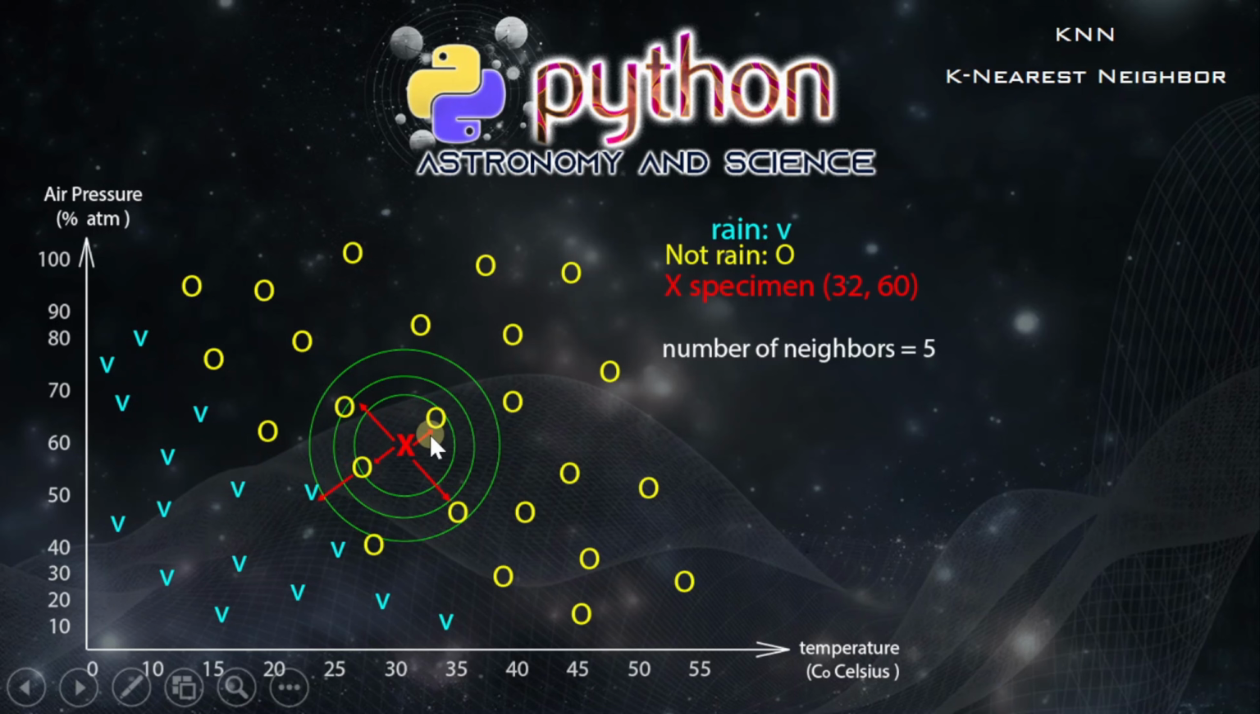So the majority of neighbors in such case are O, given that we only have 1 V neighbor, 1 rain neighbor. In such case, X would be deemed as a non-rainy day, given the majority being no rain.